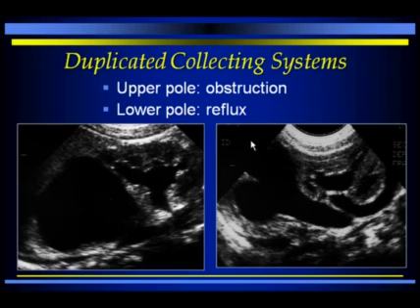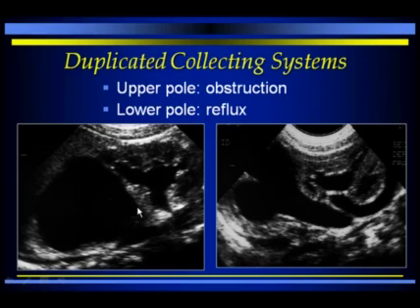Now, there are many causes of obstruction. We'll look at first some of the uncommon causes. Here is a duplicated collecting system. The upper pole here is obstructed and blown out. The lower pole is also mildly hydronephrotic because there's reflux. And there's a famous rule called the Weigert-Meyer rule.